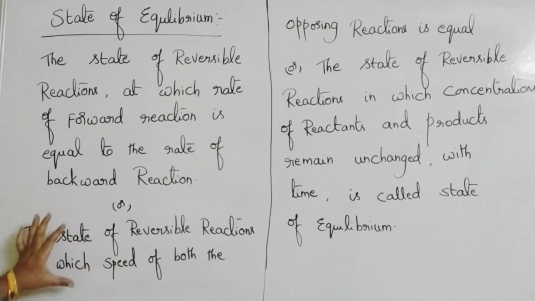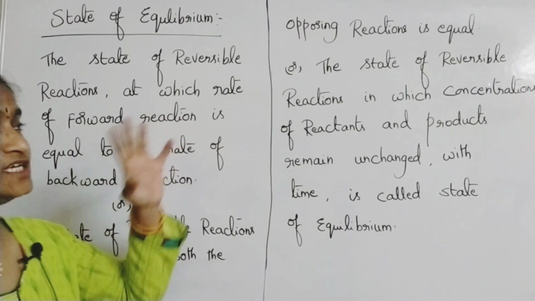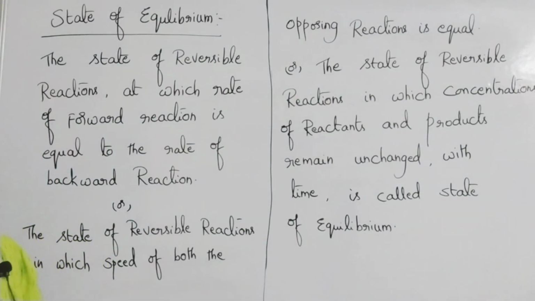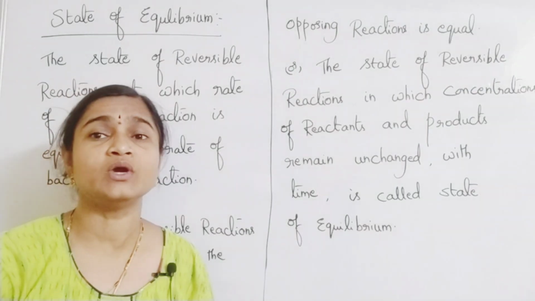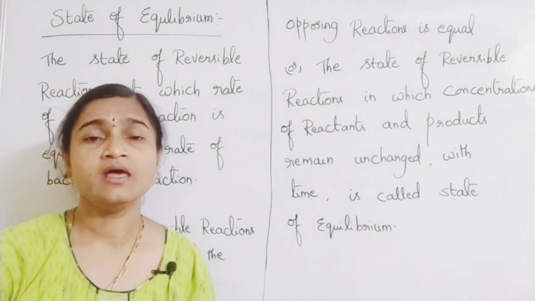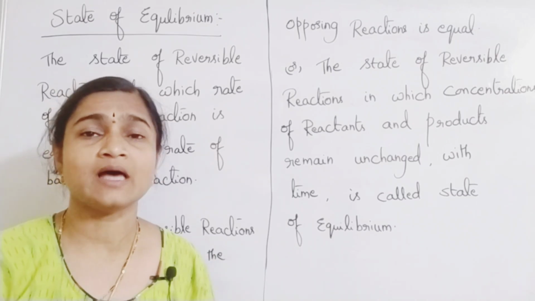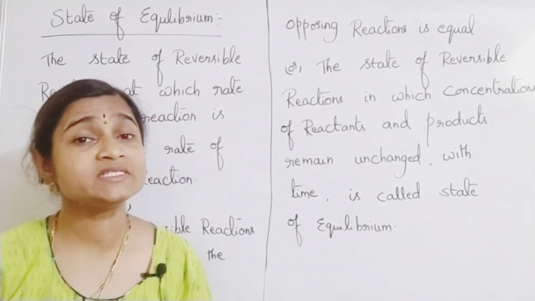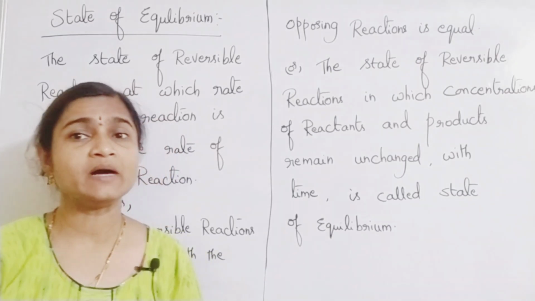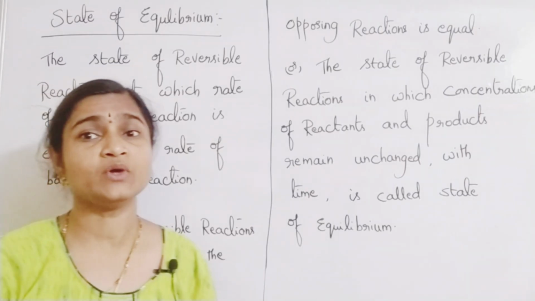Next, you can also define it as the state of reversible reactions in which the speed of both the opposing reactions is equal, meaning forward reaction and backward reaction. Now this is applicable only for what? Reversible reactions. It is not applicable for irreversible reactions. That point you have to remember.